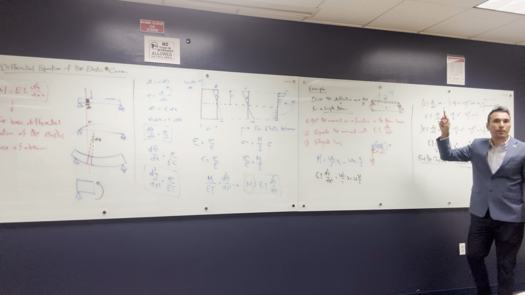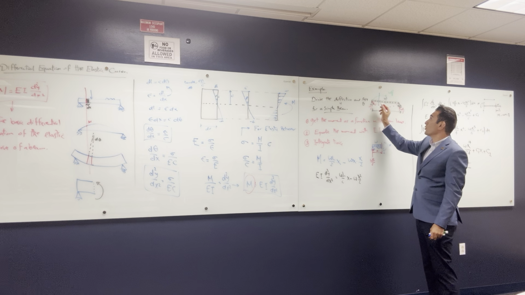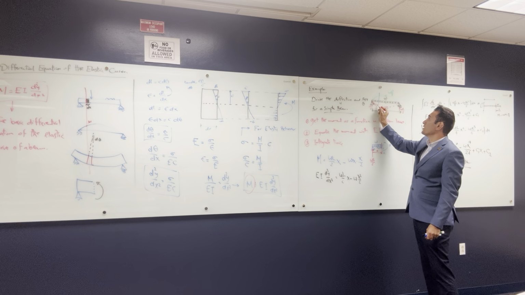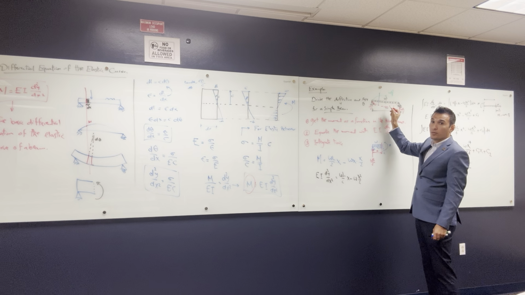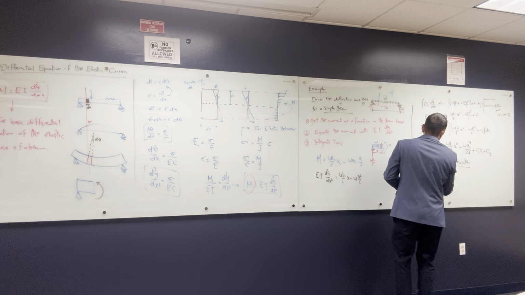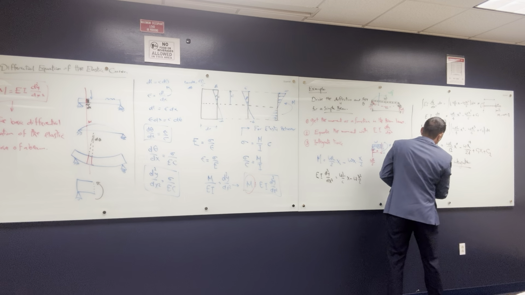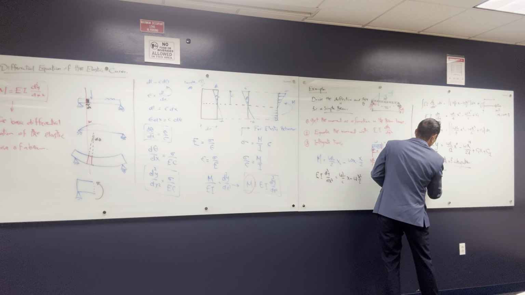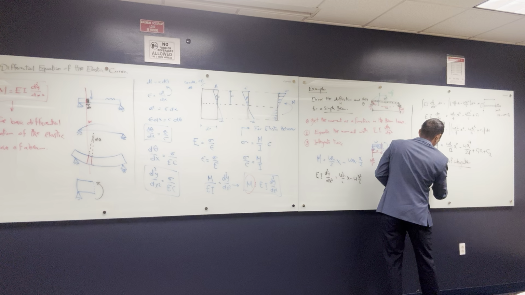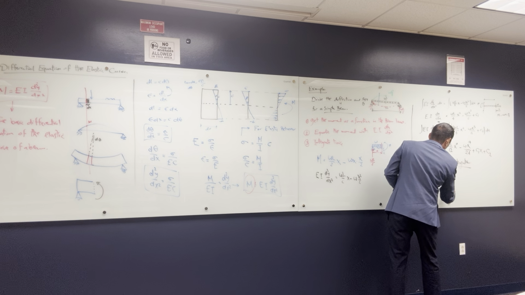What else do I know? The slope in the middle is 0. The slope is maximum at the ends and decreases until it comes to the middle and becomes 0. So I can write that at x equals 0, y is equal to 0. And at x equal L, y is equal to 0. And at x equal L over 2, theta is equal to 0, which is dy/dx.